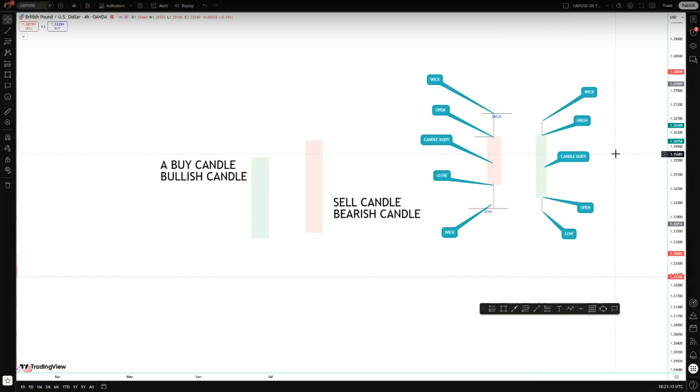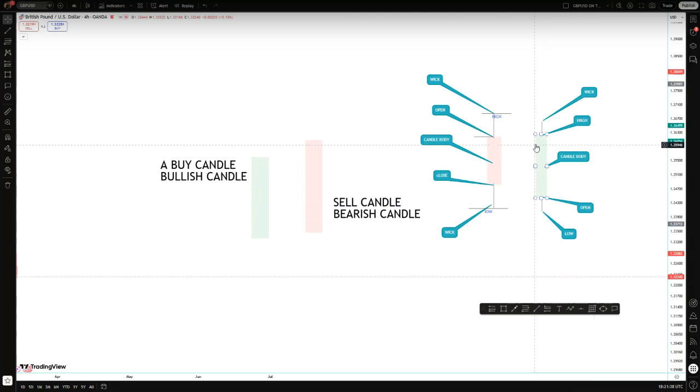So you can actually see that they are almost the same thing. The only thing that is different between them is the direction. Why? Because this one starts from the top, opening from the high and closing at the low. It opened from the high and closed at the low. And what does that tell you? It tells you that this is a bearish candle.